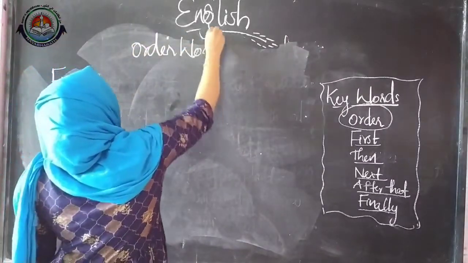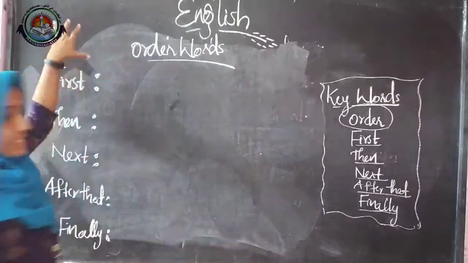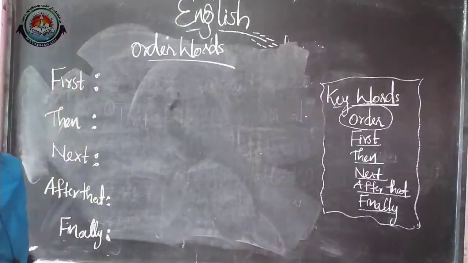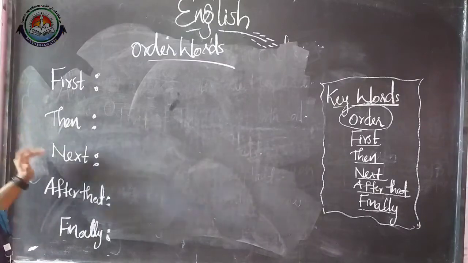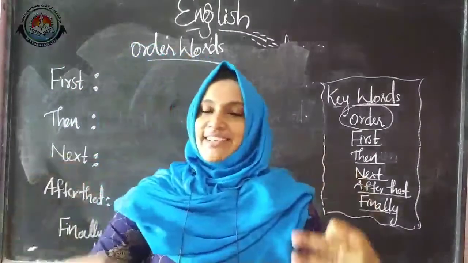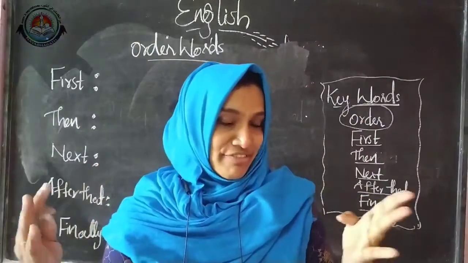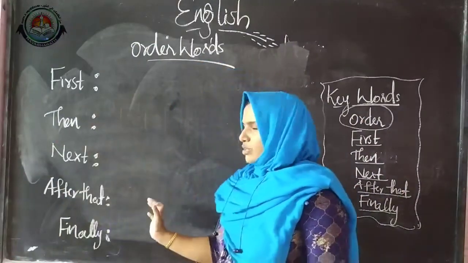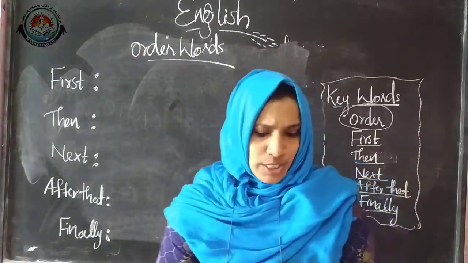Okay. By getting the clear vision, I have written like this. First, then, next, after that, finally. Say with me. First, then, next, after that, and finally. So by using these words, let's retell the story.